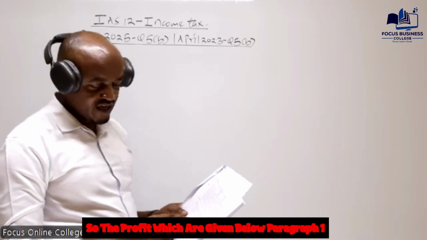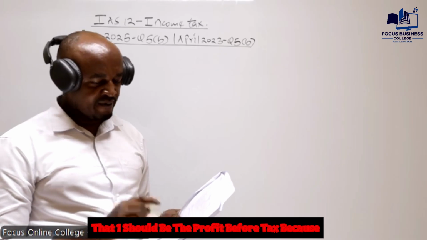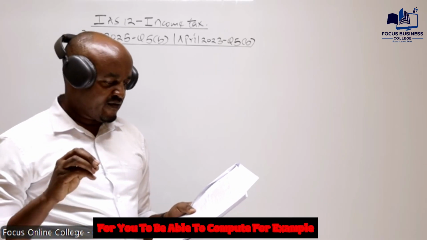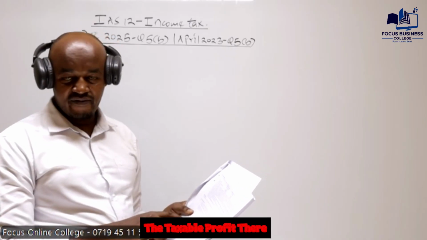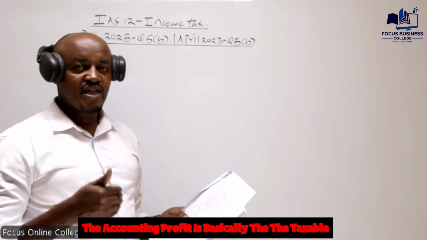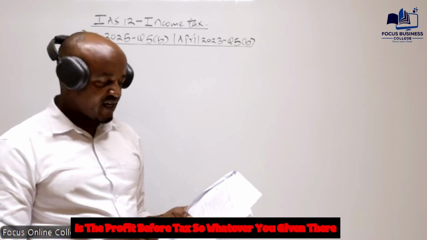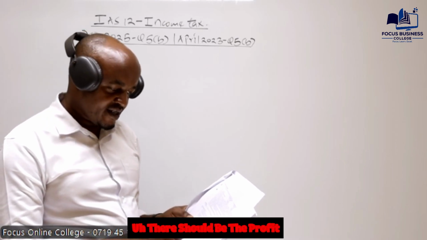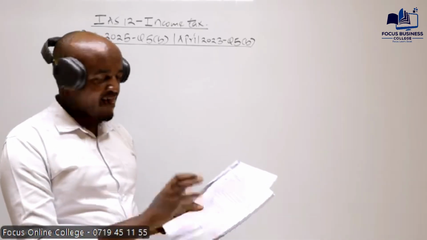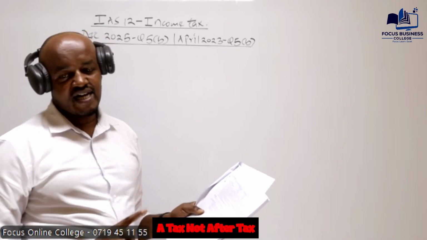So the profit which is given below paragraph 1, that one should be the profit before tax. Because if you can recall in our previous session, we said usually for you to be able to compute, for example, the taxable profit there, you must be given the accounting profit. The accounting profit is basically the profit before tax. So whatever you're given there should be the profit before tax. So if you have the physical paper, can you change that? That one should be the profit before tax, not after tax.